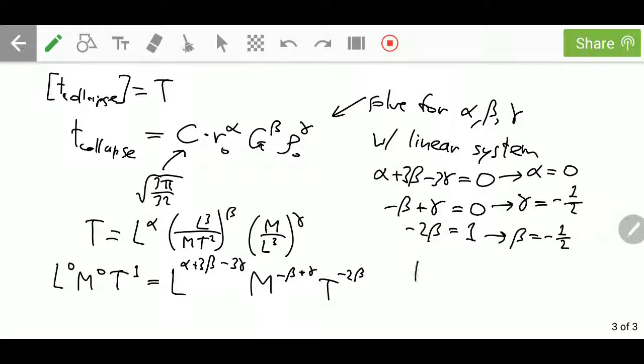And so what that tells us is that the time to collapse is basically proportional to, there's no power of R naught, but there is a power of G and rho naught both in the denominator, but with the square root.